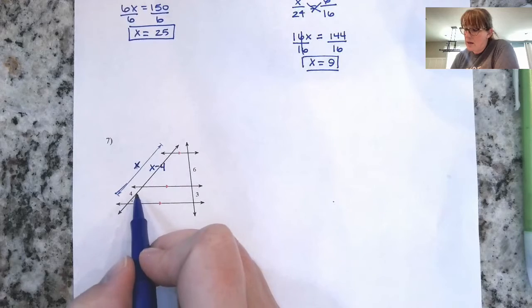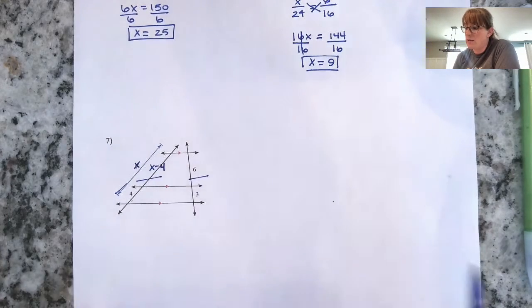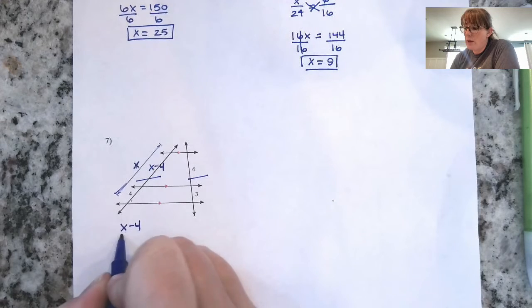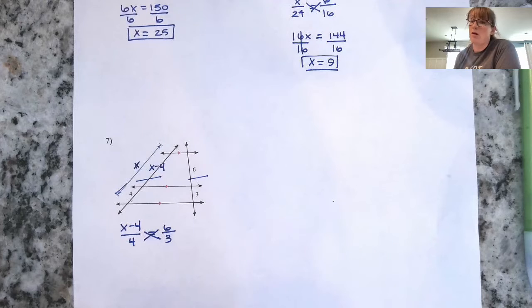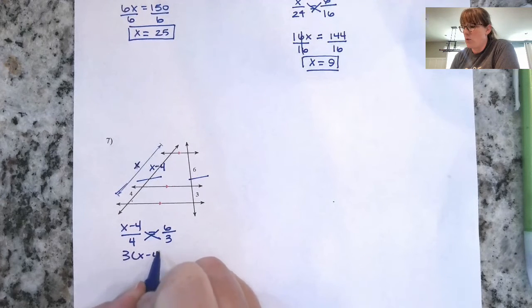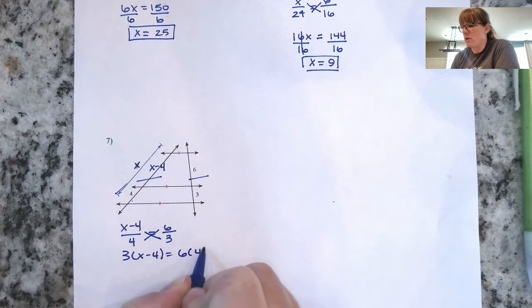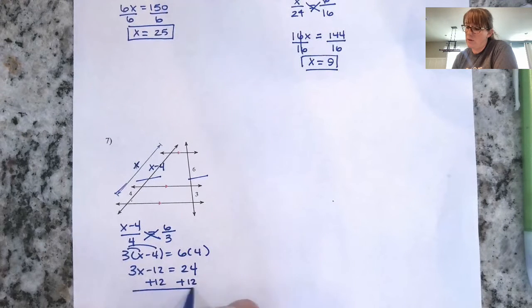So I'll do what I saw at first, which was to make this into a fraction and this into a fraction. You might have done it a different way because I know you guys listened when I said pause it and try it on your own, right? So 3 times x minus 4 equals 6 times 4. 3x minus 12. 6 times 4 is 24. Add the 12, add the 12. 3x is 36. Did you get 12?